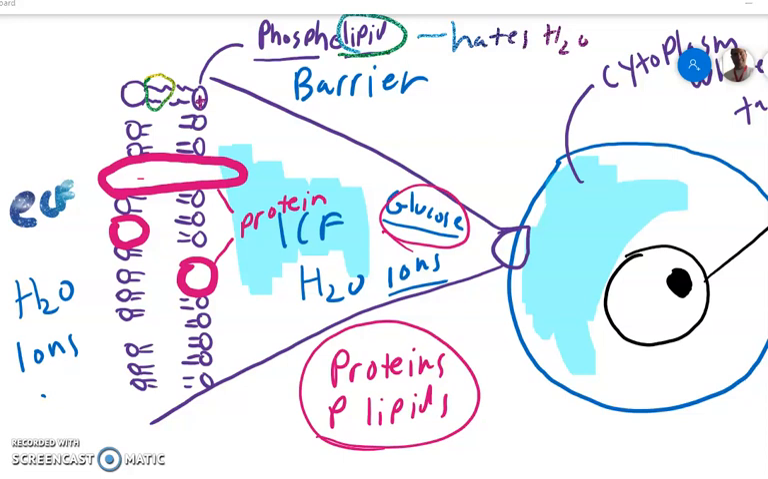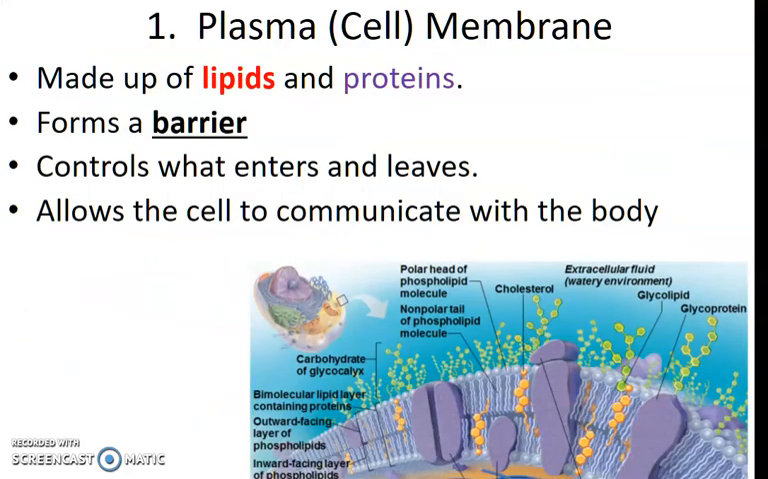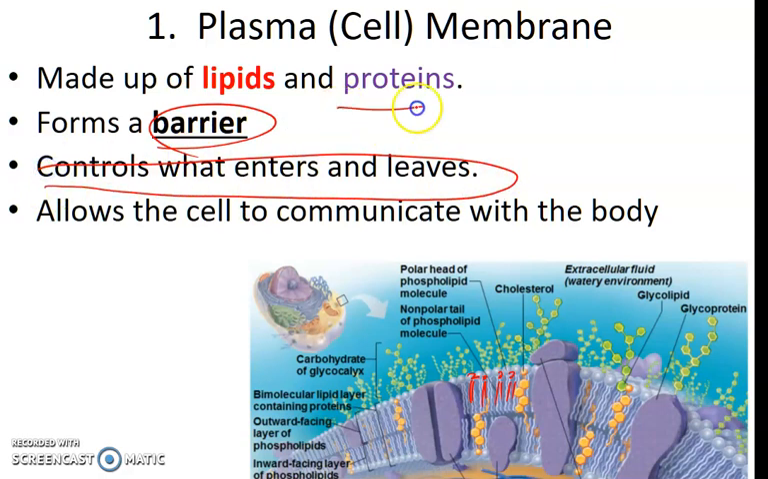Now, I want to say one more thing. This part loves water. It's got to be hydrophilic, water-loving, where this part hates water, so it's hydrophobic. The hydrophobic region makes it a barrier to keep the insides in and the outsides out. A better picture of our cell membrane. We have our phospholipids here, and they do look like two-tailed sperm. And that forms a barrier. Now, controlling what enters and leaves, that's the job of these proteins.